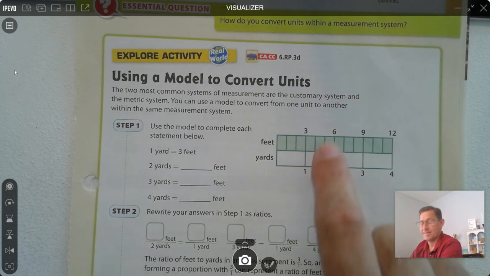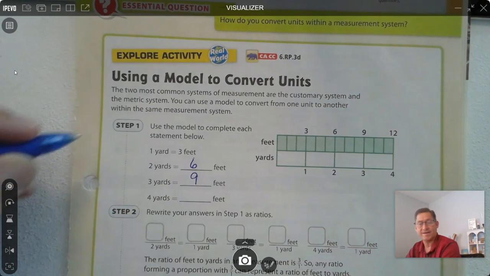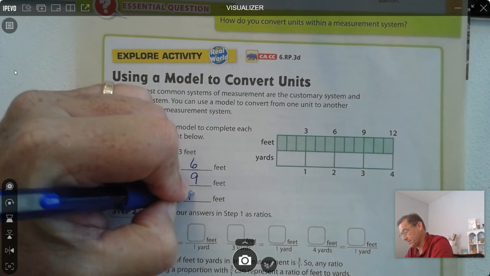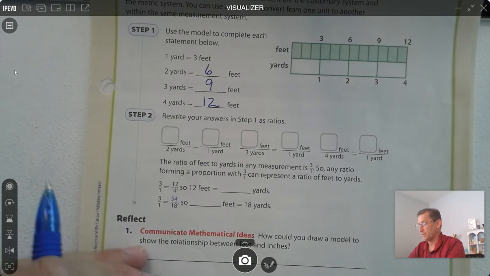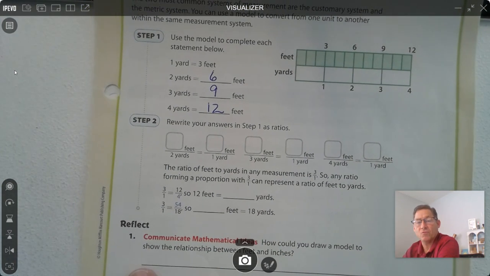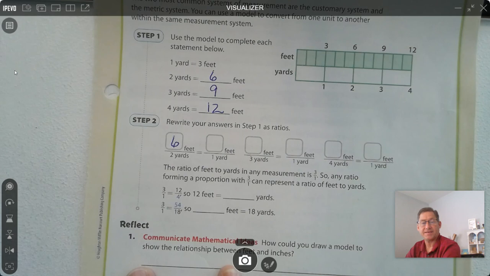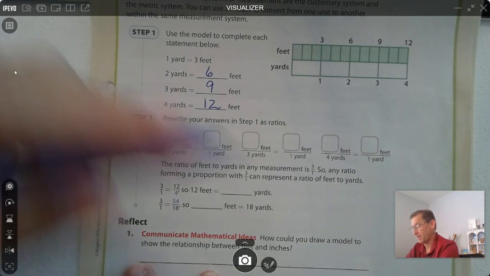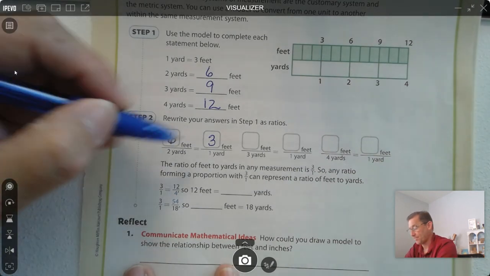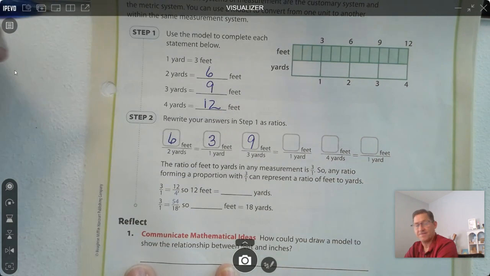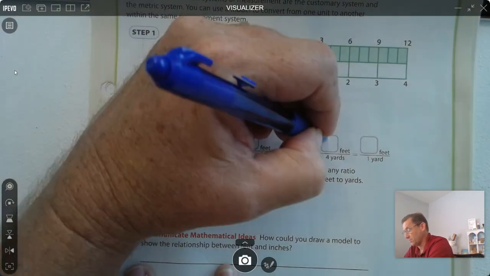2 yards is going to take 6 feet. 3 yards will be 9 feet, and 4 yards, 12 feet. Okay, so we can then rewrite our answers in step 1 as ratios. So if we have 2 yards, we have 6 feet. 6 feet for every 2 yards. For 1 yard, it would be 3 feet. Right? If we have 3 yards, we have 9 feet. Again, if we have 1 yard, we have 3 feet. And if we have 4 yards, we have 12 feet.